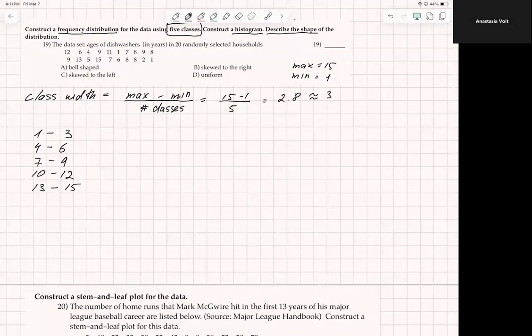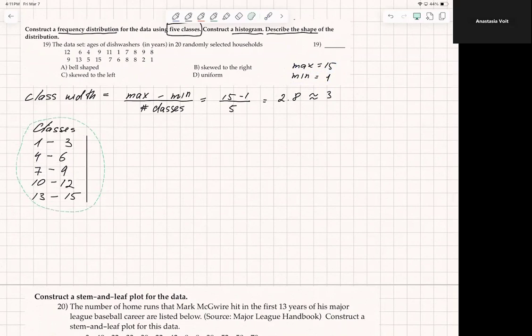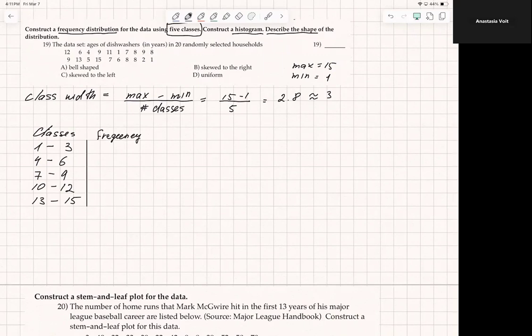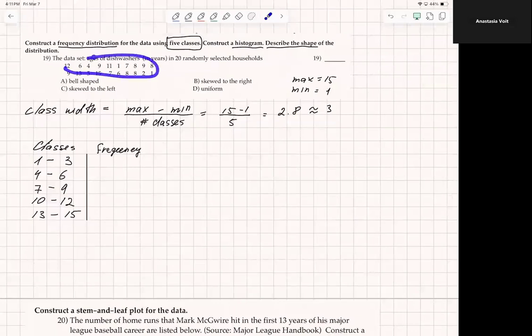We need only 5 classes, and we need to check if the minimum goes to the first class and the maximum goes to the last class. So minimum is 1, and it goes to the first class. Maximum is 15, so we can see that it goes to the last class. So we're good. We can continue on with this interval, right? So we have classes here, and then let me move that down. And then the second column would be frequency, right? And now we just start counting the values in the raw data, right?